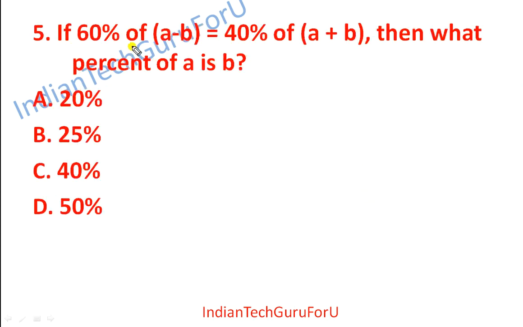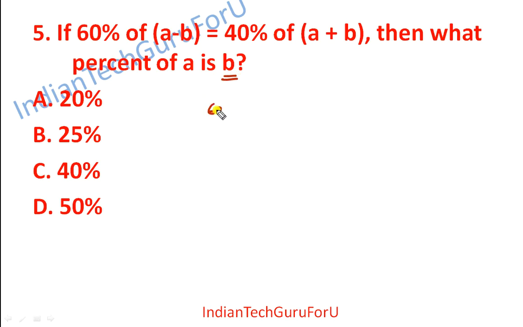Question number 5. If 60% of A minus B is equal to 40% of A plus B, then what percent of A is B? Don't be confused. We need to find out B in terms of A, B in terms of percentage of A. Okay, so now let us consider 60% of A minus B.